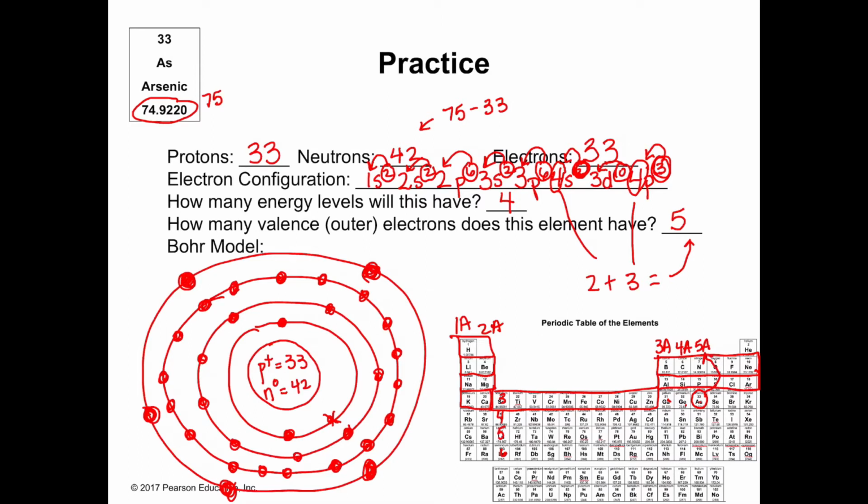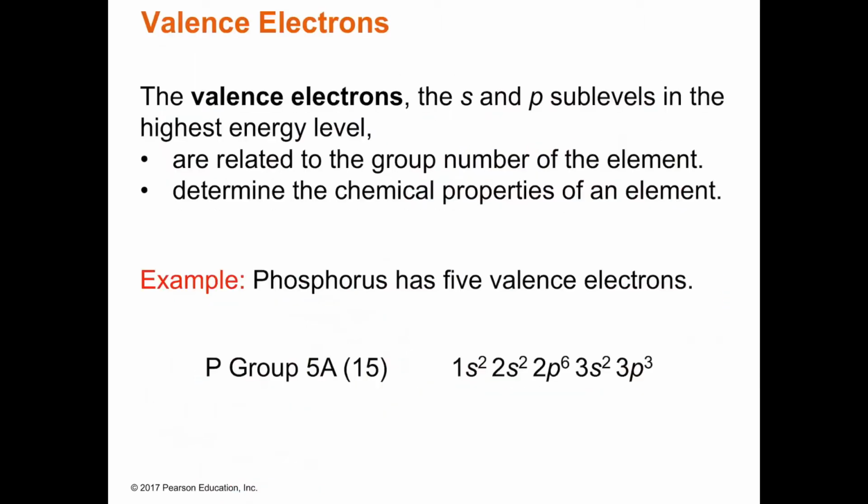And since arsenic is in 5A, it has 5 valence electrons. Something else that would be in 3A would have 3 valence electrons. If it was in 8A, it has 8 valence electrons, except for helium. They're always going to be related to the group number here. And we're only going to do this for ones that are in the s block or the p block, not the d block elements. But valence electrons are really important because they determine the chemical properties of the element.